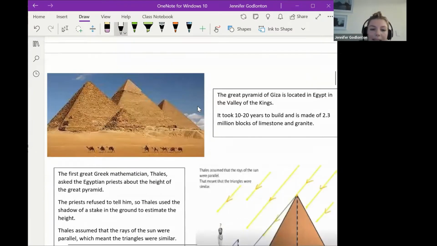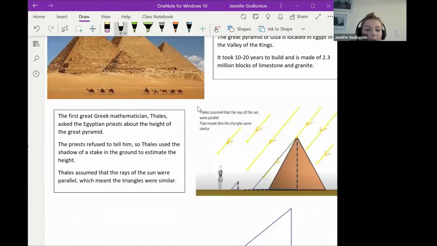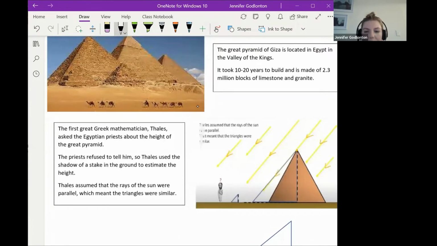Okay, and basically the first great Greek mathematician. There were other mathematicians, but they weren't as famous. He asked the Egyptian priests about the height of the Great Pyramid. So he wanted to know how tall this pyramid was. But the priests felt that the pyramids were something sacred.